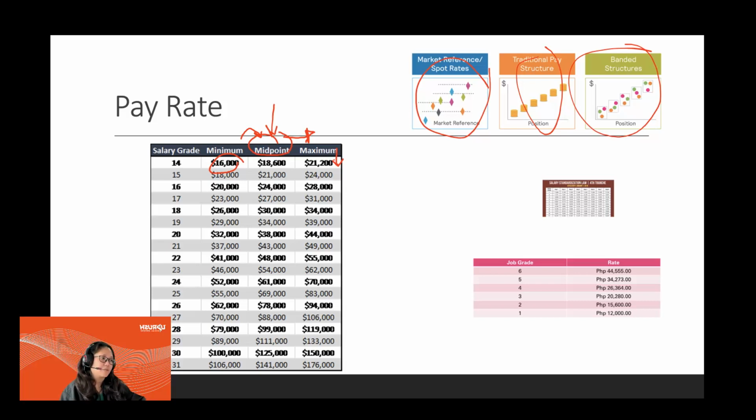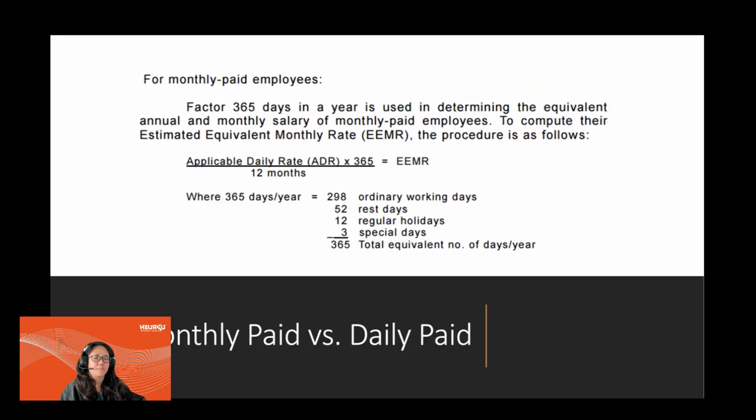But like what I've mentioned earlier, it's also very important that you understand the basics. So for example, the differences between monthly paid versus daily paid. Many people always make mistakes here. So if you're still confused about these things, understand them first because this will have an impact on how you're going to create your salary structure. If you don't know how to identify the factor that should be used.